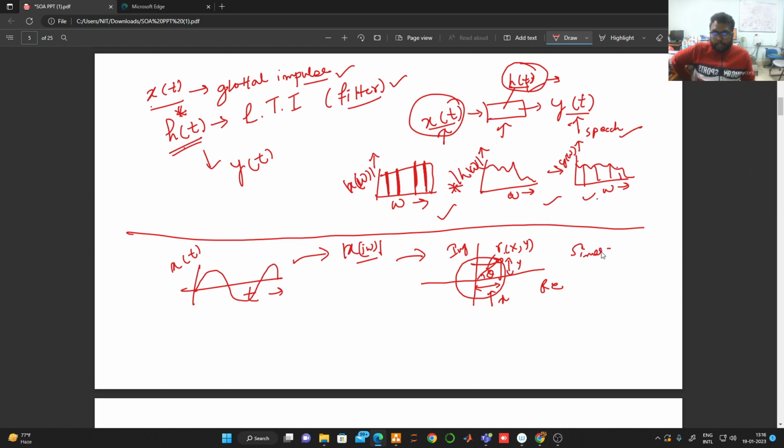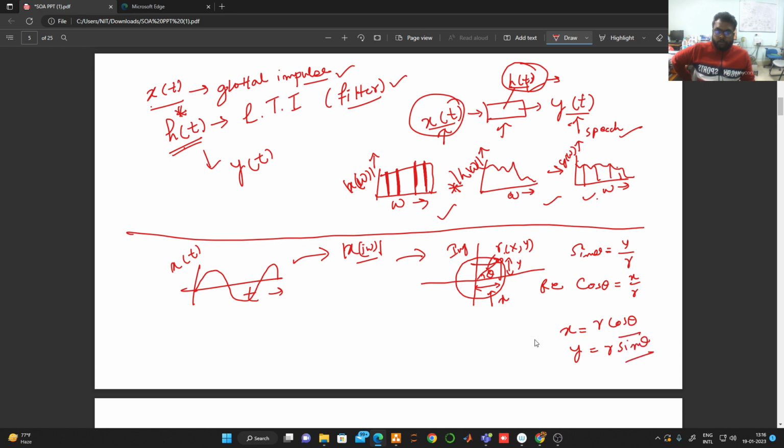As you know, sin theta is p by h, and cos theta is b by h. So you can represent x in terms of r cos theta and y in terms of r sin theta.